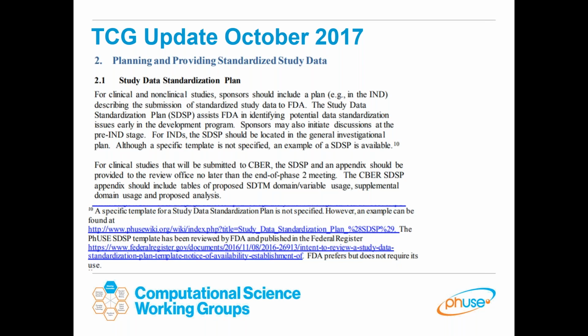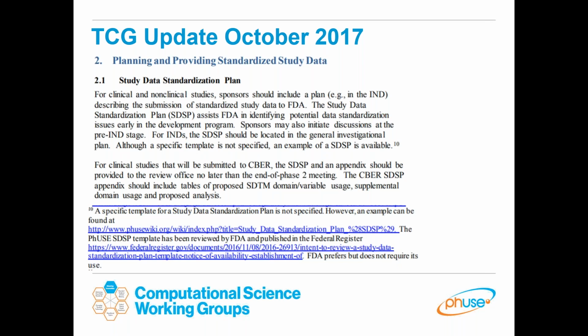Something that I wanted to make sure that people noticed also is that in the Technical Conformance Guide update in October, there is a link to the PhUSE Wiki for a template. There used to be one out on FDA's site. They have taken that out and have put into the Technical Conformance Guide that they're not saying you have to use a specific template, but an example is available at the link, which is the PhUSE Wiki.